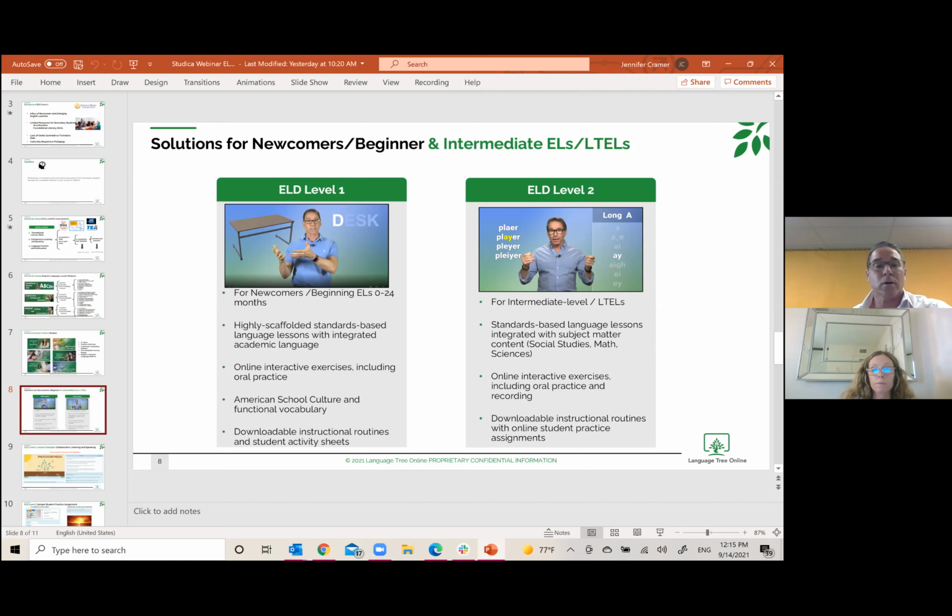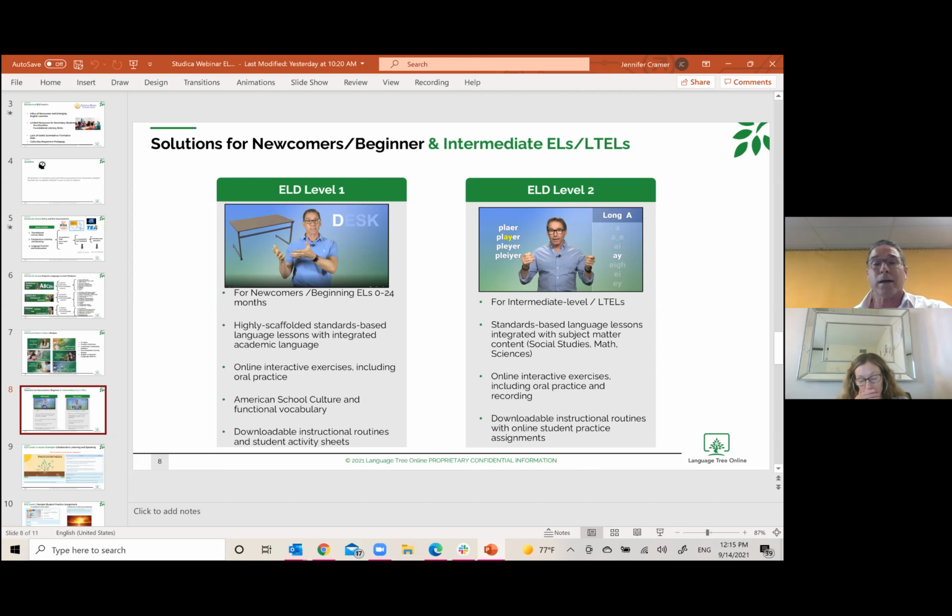The American school culture component is built in to build some of that functional vocabulary for those students that are struggling with just basic vocabulary. So this is oftentimes a place where we start with our newcomers. And additionally, as Jennifer alluded to, we have the downloadable instructional routines to build that productive and collaborative practice for the language.